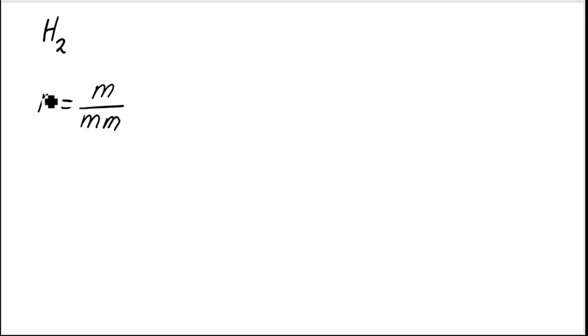In this case, the element is hydrogen. The mass number of hydrogen is 1. So 1 times how many hydrogen atoms do we have? We have 2. So you say 1, which is the mass number, times 2. The molar mass is therefore going to be 1 times 2, that is 2 grams per mole. So that is the molar mass.